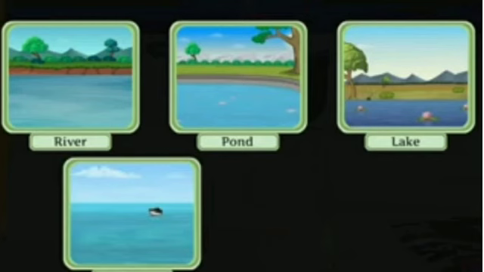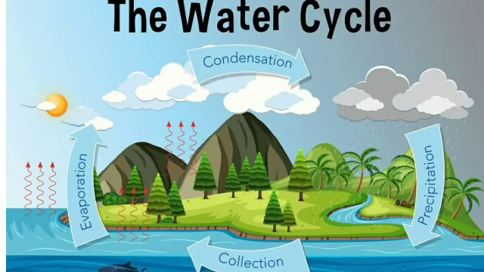And the cycle continues. So, children, the cycle in which water rises up from the water bodies as water vapor, forms clouds, and then falls as rain is known as the water cycle.